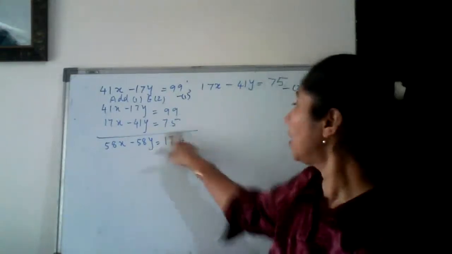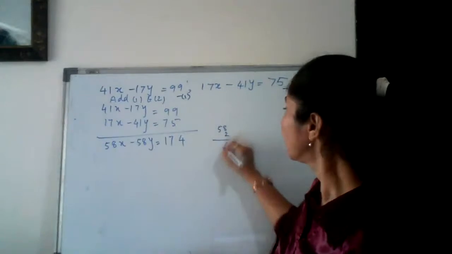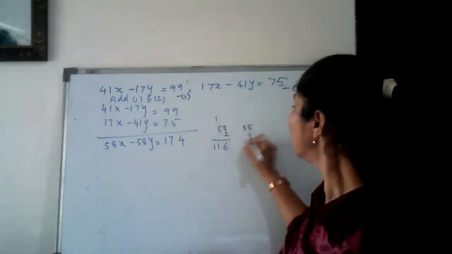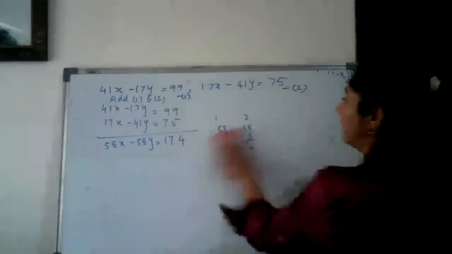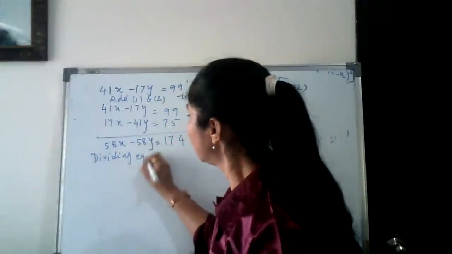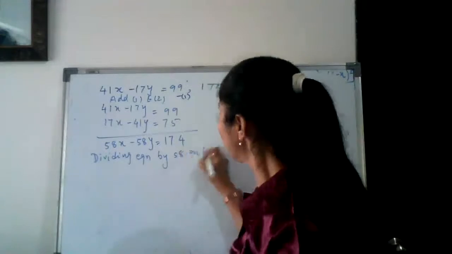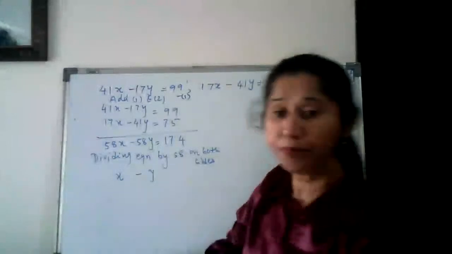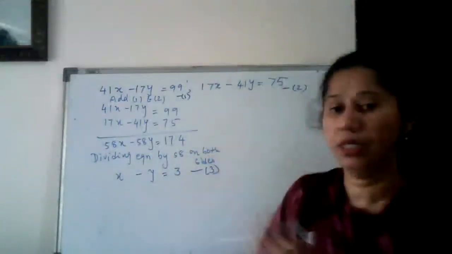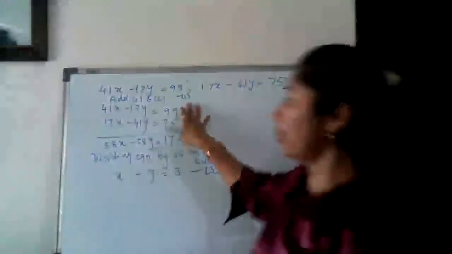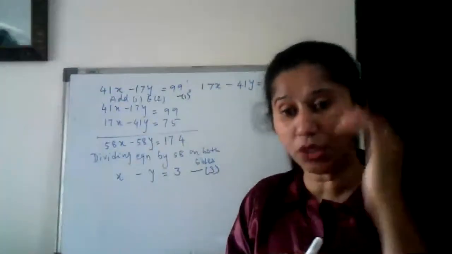Okay, so I'll try that. Is it a multiple of 58? Oh, correct. So what will we do? We'll make this equation simpler by dividing both sides by 58. So what do I get? x minus y is equal to 3, and this equation will be my equation number 3. Did you understand what I did? I added both equations and divided by something common. This will be the common step that you will follow.